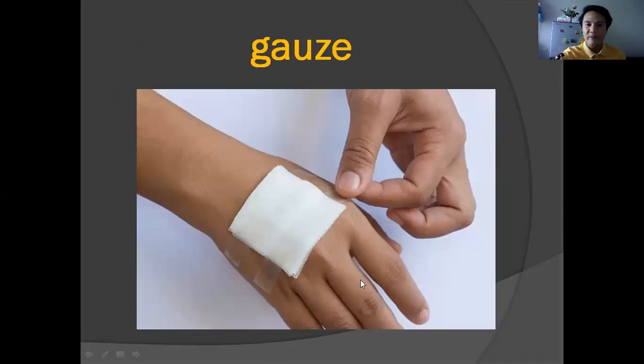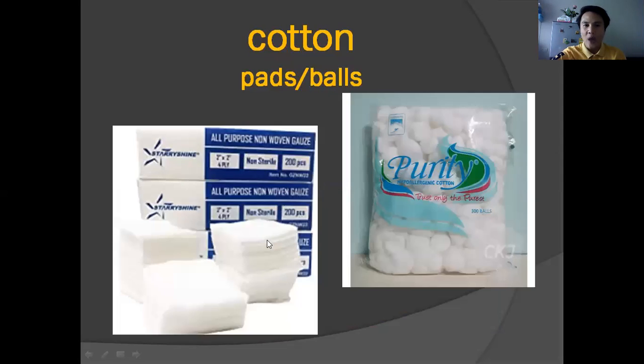How about this one? Now, this is only one, so we use is. So what is it? Your answer will be, it's a blank. It's a gauze. Next, what are they? What's your answer? Very good. They are cotton pads or cotton balls.